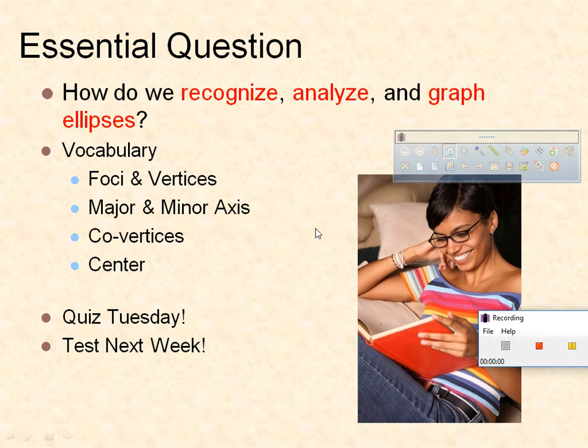Your essential question for today is, how do we recognize, analyze, and graph ellipses? We're still going to be talking about vertices and co-vertices and foci and major and minor axes, but what if the graph has been moved?